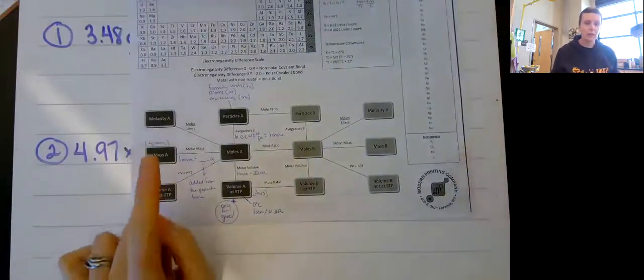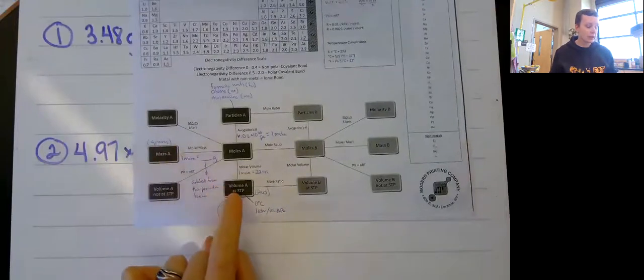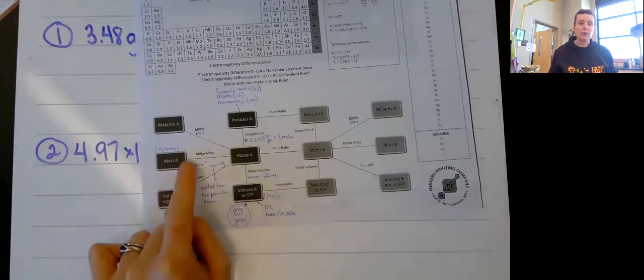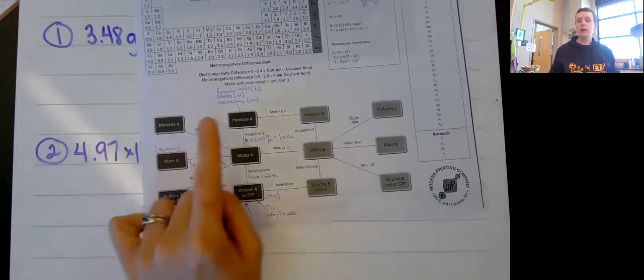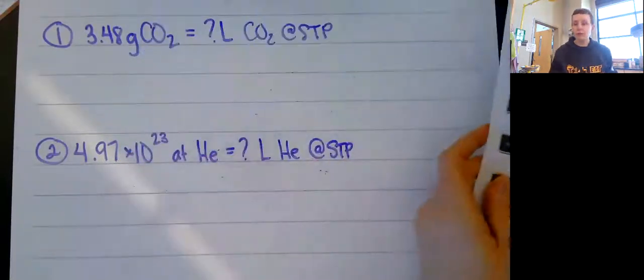Remember, grams is here, mass. I am trying to get to liters, which is volume at STP. I can't go straight there. These are not connected. I have to go to moles first and then go to volume. Okay, so follow this chart. It tells you the steps that you need in order to solve every problem.